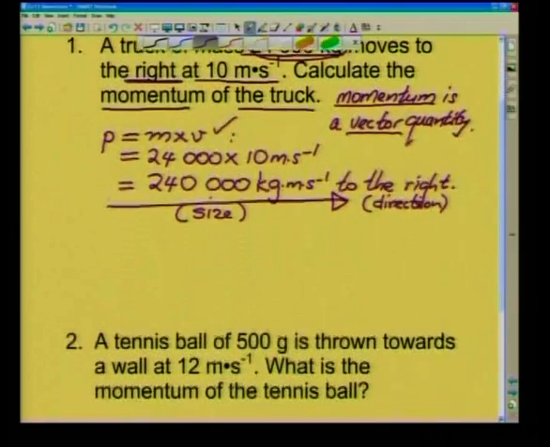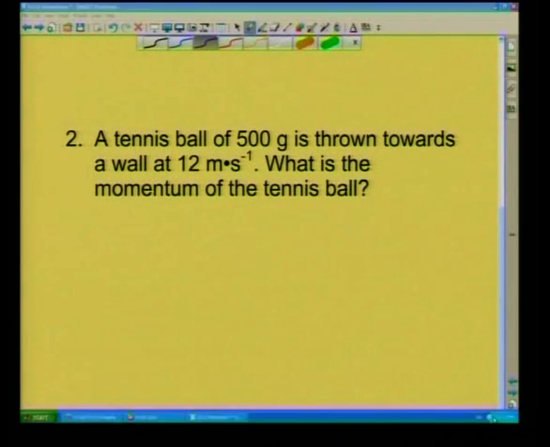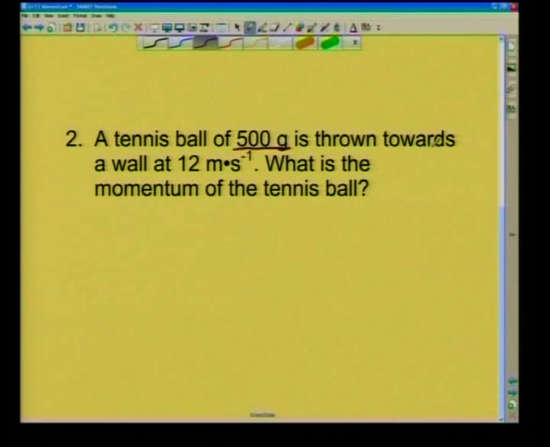Okay. Now, question number 2, let's look at this one here. A tennis ball of 500 grams is thrown towards a wall at 12 meters per second. What is the momentum of the tennis ball? Let's write down what is given to us here. M, the mass, is 500 grams. We are also given velocity is 12 meters per second.